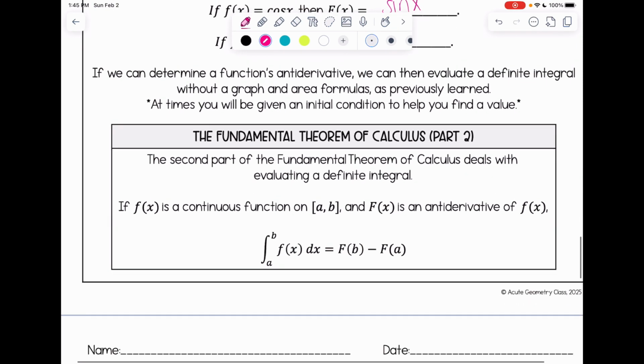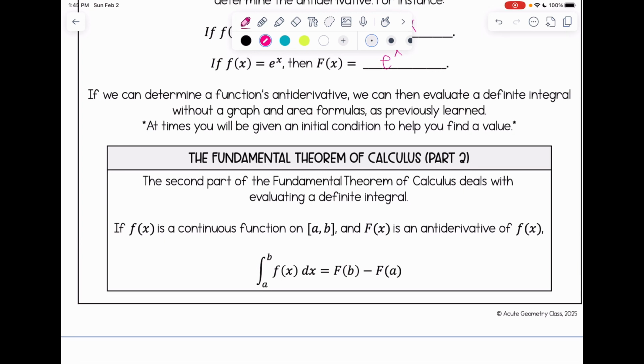All this basically leads to the second part of the Fundamental Theorem of Calculus. This deals with evaluating a definite integral. So if f of x is a continuous function on the closed interval a to b, and capital F of x is an antiderivative of lowercase f of x, then this is our way basically to find the value of a definite integral. We're going to take the antiderivative, plug in the bounds, and subtract. So the integral from a to b of f of x dx is equal to capital F of b minus capital F of a.